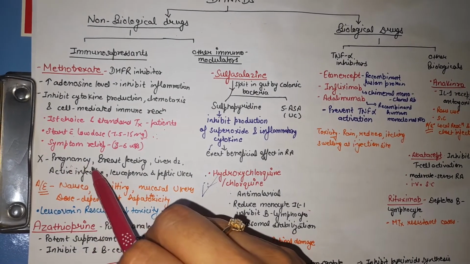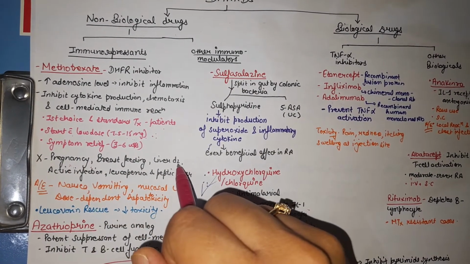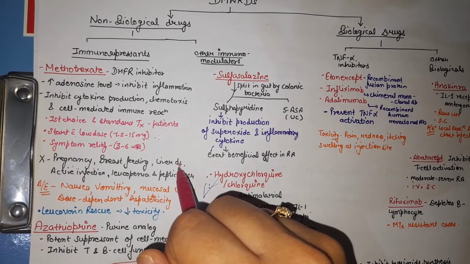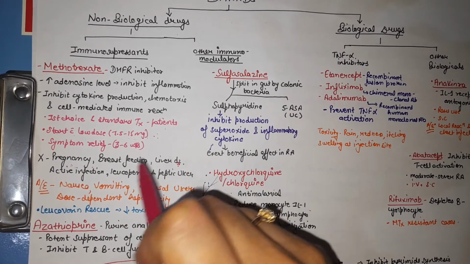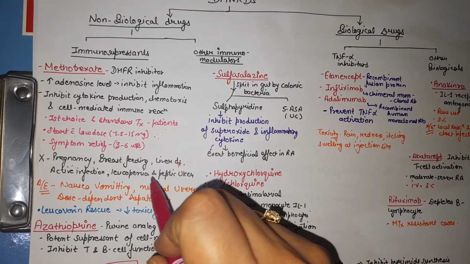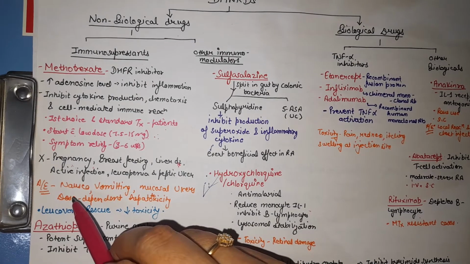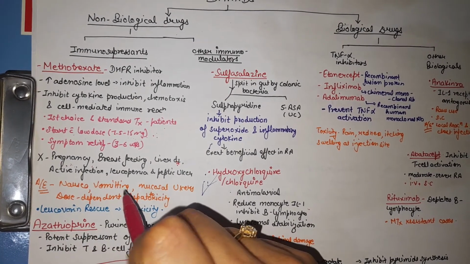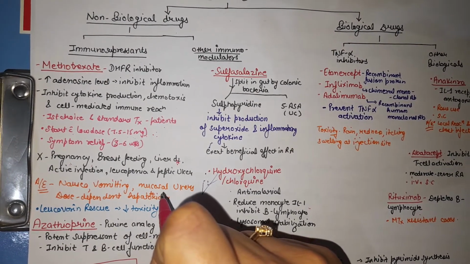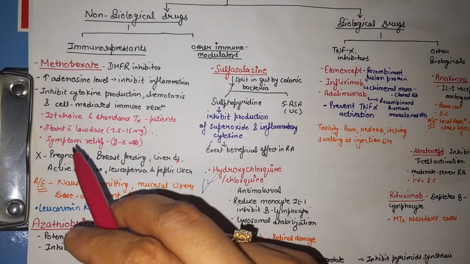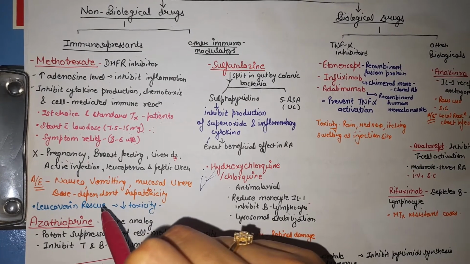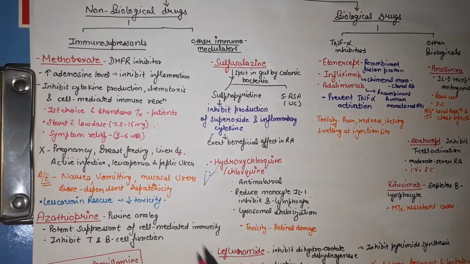Methotrexate is contraindicated in pregnancy, in breastfeeding, and in liver diseases, as long-term use of methotrexate will cause hepatic enzymes to increase. Also, it is not contraindicated in active infection, leukopenia and peptic ulcer. The adverse effects caused by methotrexate are nausea, vomiting, mucosal ulcers, and dose-dependent hepatotoxicity. To inhibit the toxicity of methotrexate, leucovorin is administered with methotrexate to decrease its toxicity.